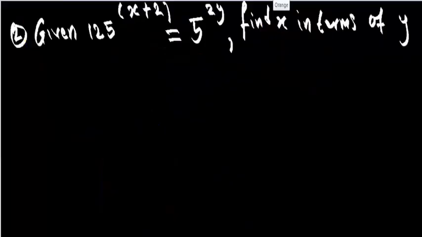So we have our question 2, which says that given that 125 exponent x plus 2 is equal to 5 exponent 2y, find x in terms of y. So we are going to find x in terms of y. Now find x in terms of y simply means that make x the subject. So we are going to make x the subject. That's what we mean by find x in terms of y. So we start from here.